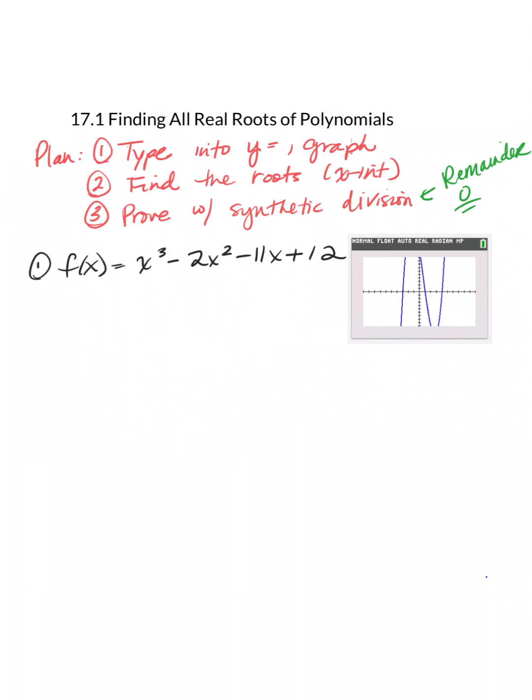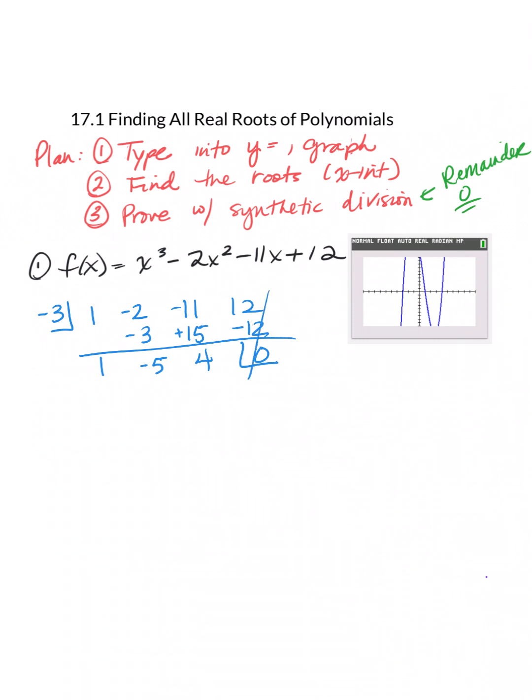So if I look at my graph here, I can see that it crosses over here at -3. So that means one of the roots is -3. So I'm going to do what I did before, drop the x's and put everything in exponent order. So I'm going to do 1, -2, -11, and then 12. And then let's do synthetic. So drop the 1. 1 times -3 is -3. Get -5. -5 times -3 is positive 15. That gives me a 4. 4 times -3 is -12. And it's 0. It should be 0, okay?